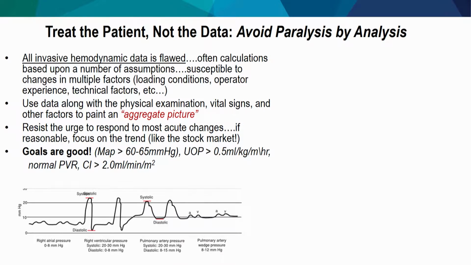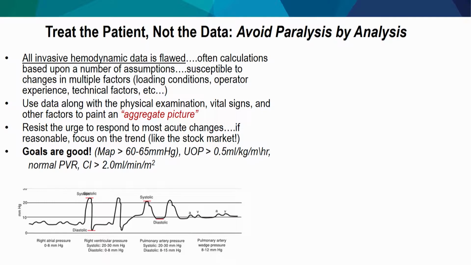You know this. We've talked all day about the importance of allowing the data from our Swan-Ganz catheters and right heart cath to really guide clinical decision-making and to nail this diagnosis, to figure out what the problem is. But we need to avoid paralysis by analysis and understand that there are lots of places where you can get erroneous data, both in the acquisition as well as in the interpretation.